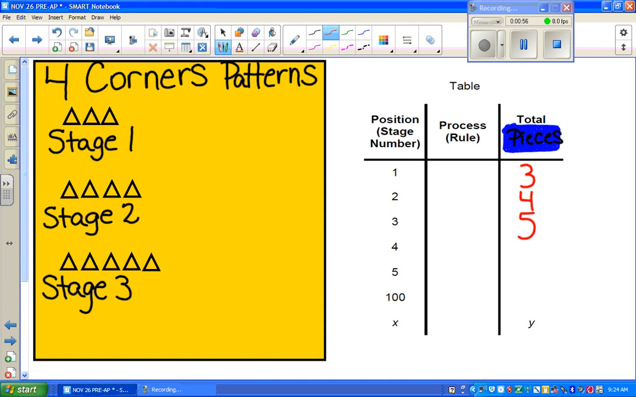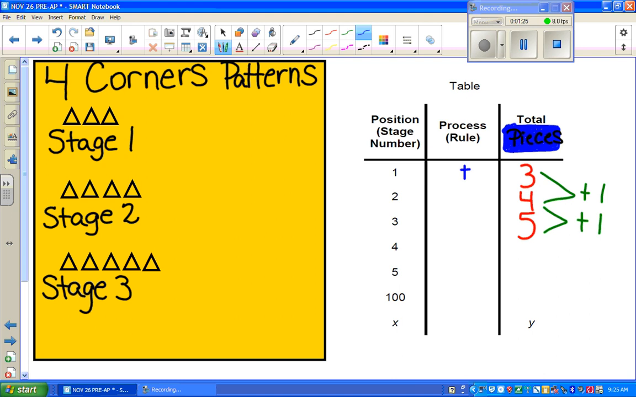So my first step that I always do to find out my rule is to see what my pattern is, or what is my rate of change in my Y column. So from 3 to 4, I'm going up by 1. And then from 4 to 5, I'm also going up by 1. So I know my pattern is plus 1. So if I know my pattern is plus 1, that's going to be my multiplier.